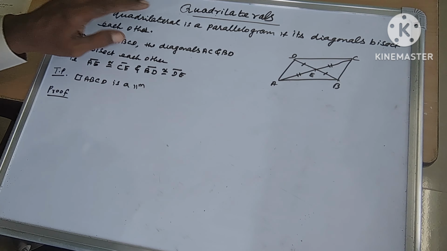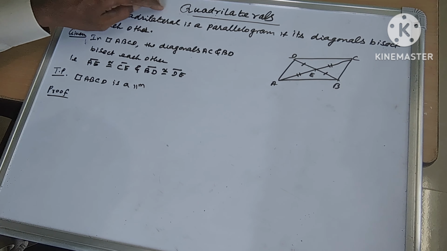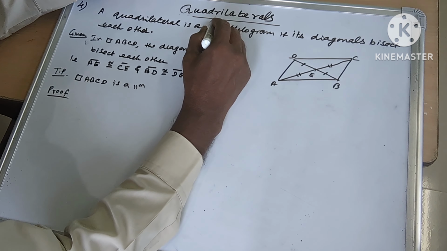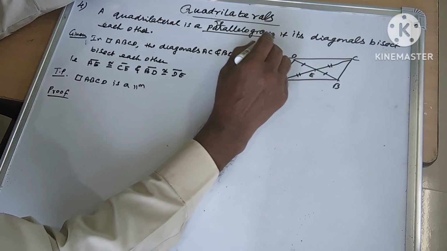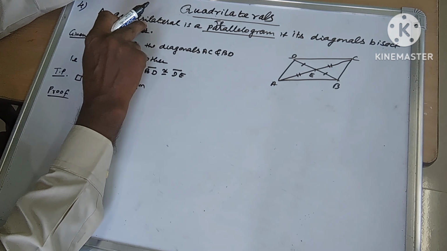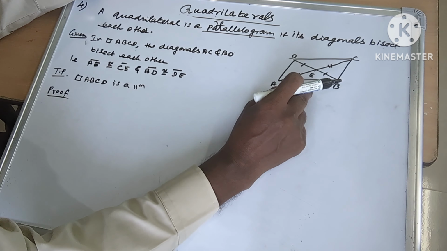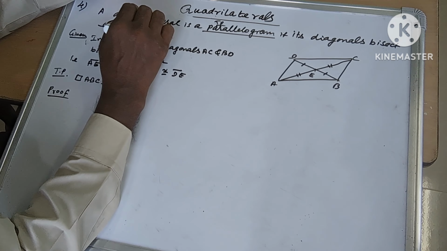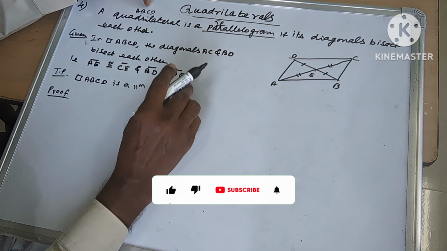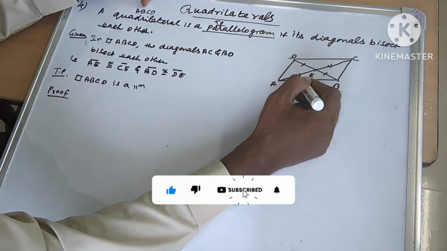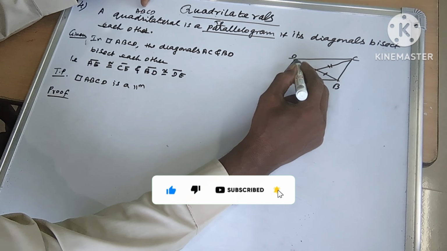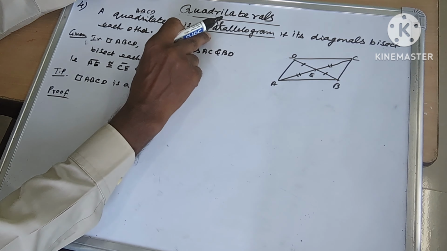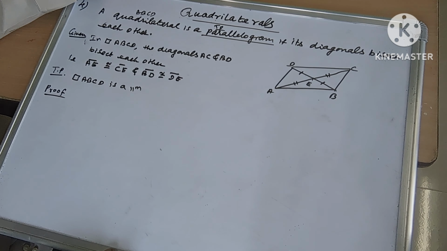Easy to remember: we have to prove a quadrilateral is a parallelogram. Given this quadrilateral ABCD, the diagonals bisect each other. That is, E is the midpoint of both the diagonals. Then we have to prove that this type of quadrilateral is a parallelogram.